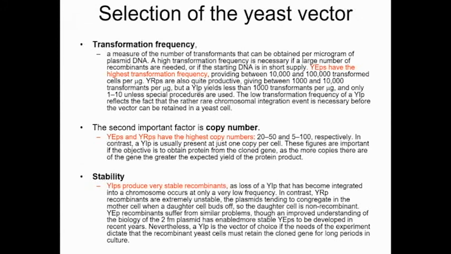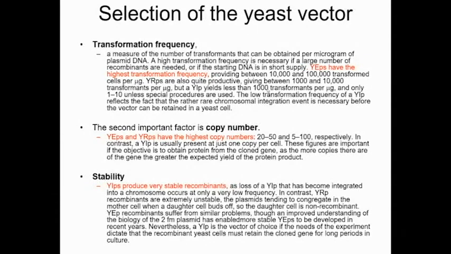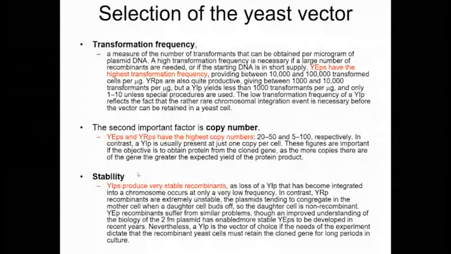And YIp, that's the integrated plasmid, right? Less than 1,000 transformants per microgram. And then the second important factor is the copy number. So YEp and YRp have the highest copy number, like 20 to 50 and 5 to 10 respectively. And the stability, all right?